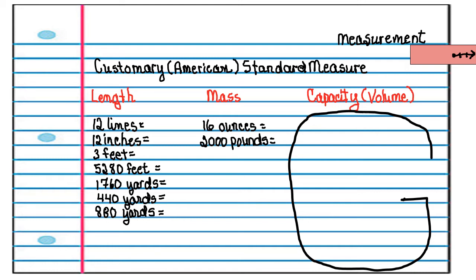12 lines back in its day represented 1 inch. Oops, forgot the I. 12 inches equals 1 foot. 3 feet equal 1 yard. 5,280 feet equal 1 mile. 1,760 yards is also 1 mile.